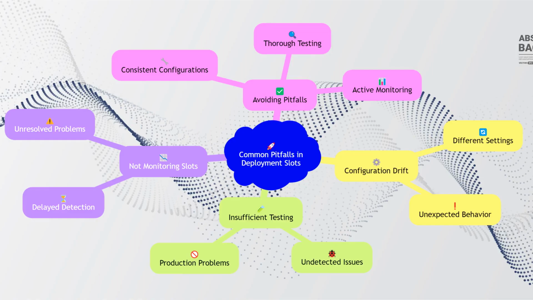Common pitfalls when using deployment slots include configuration drift, insufficient testing, and not monitoring slots. Configuration drift occurs when settings differ between slots, leading to unexpected behavior. Insufficient testing can result in undetected issues reaching production. Not monitoring slots can delay the detection of problems. Avoid these pitfalls by maintaining consistent configurations, thoroughly testing, and actively monitoring all slots.